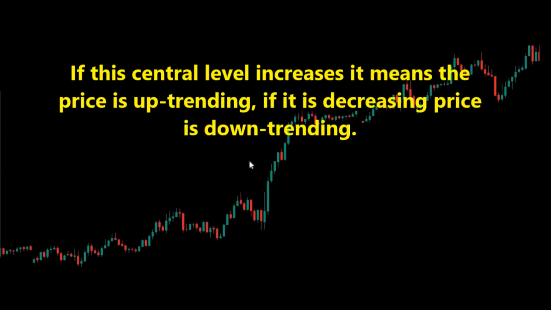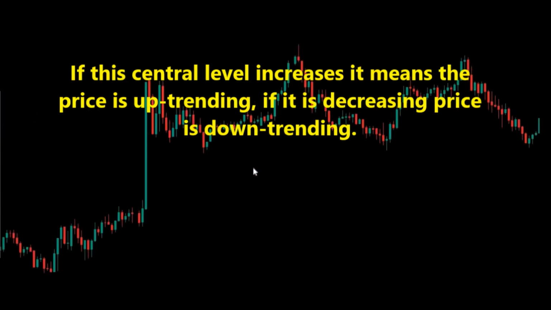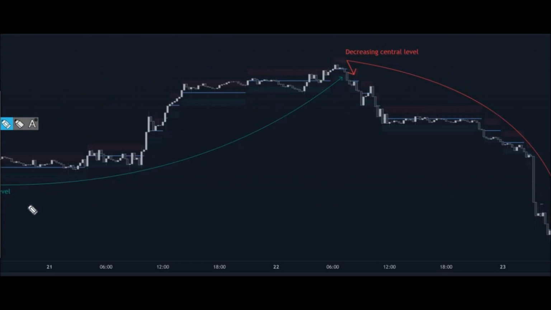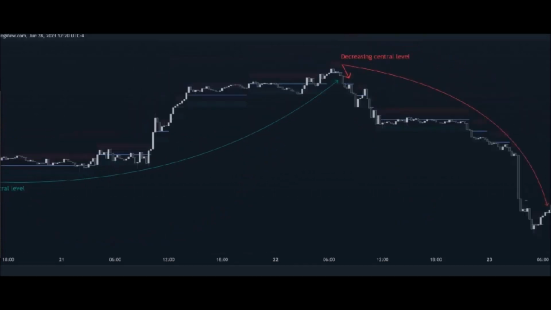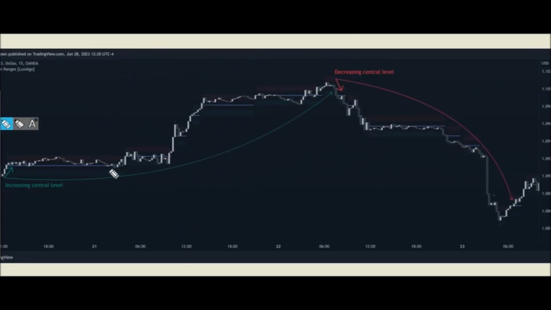So guys, as you can see on my chart over here, we are able to identify when price is on an uptrend and when price is on a downtrend. So what are you really supposed to understand when you're using this indicator? If you look on this chart, you can see what we saw before, the blue line, which we are calling the central level. It helps us really know the trend of the market.